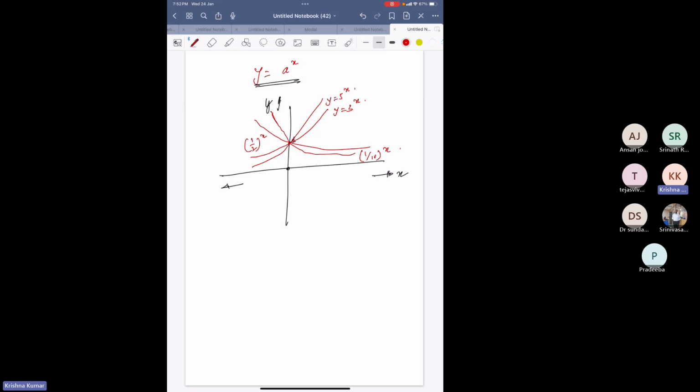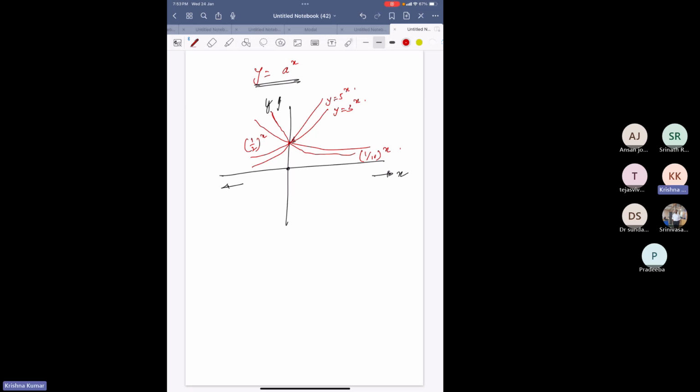So x is the exponent. That's why it's called exponential functions. There are some rules for the exponents. Let us just write down the rules. You may know them, but it doesn't matter. We will just write down these rules.